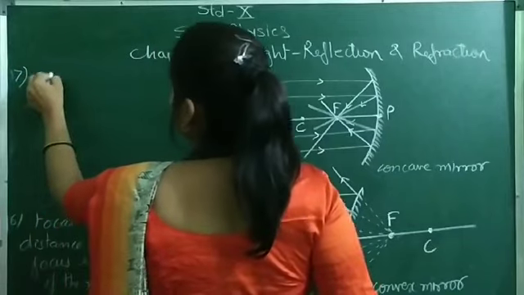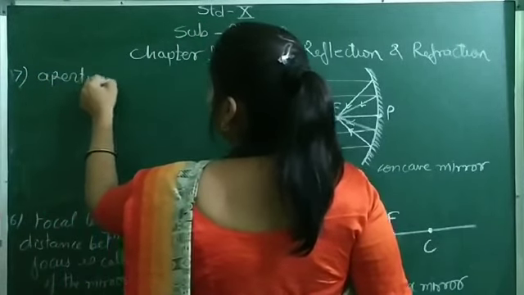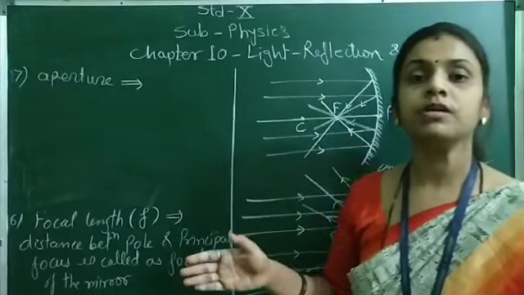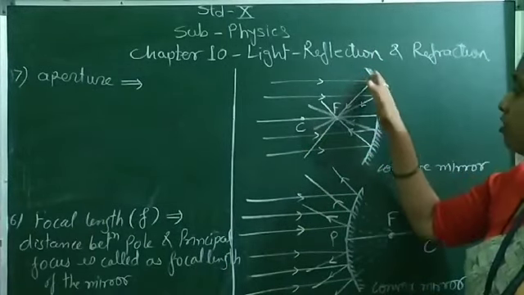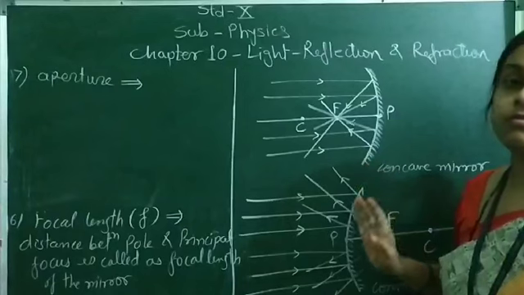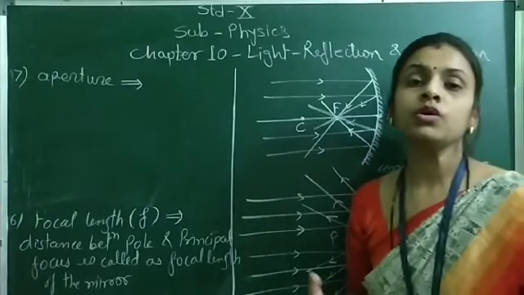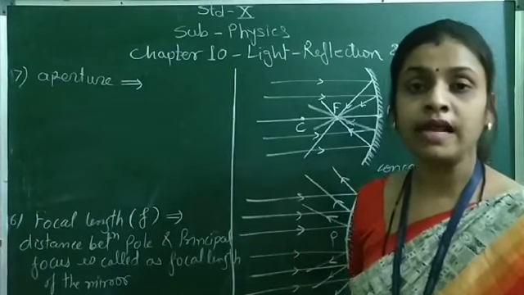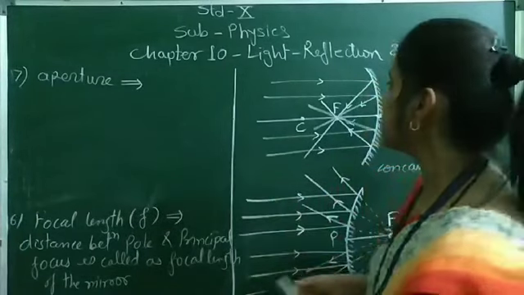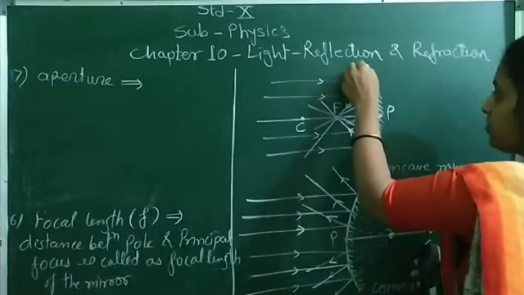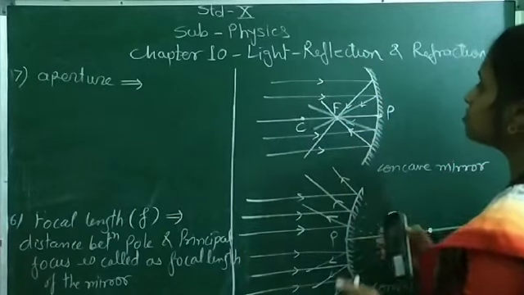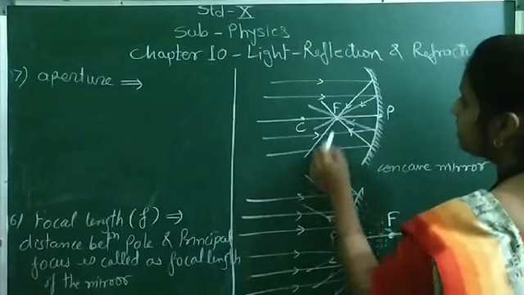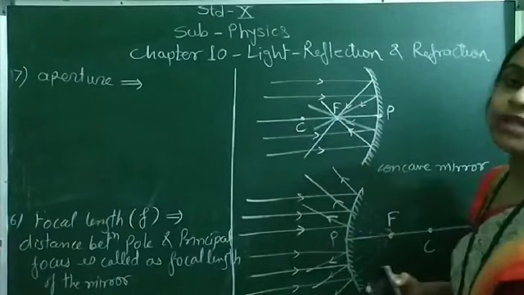Seventh is aperture. Now what do you mean by aperture? Aperture is nothing but the small portion of the spherical mirror which is exposed to the incident rays of the light rays, that is called the aperture. So for example, this is the reflecting surface. So this reflecting surface is exposed to the incident light rays, and therefore we call it the aperture.